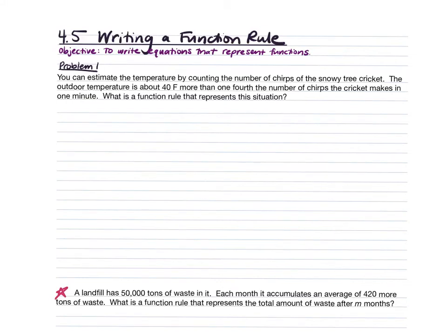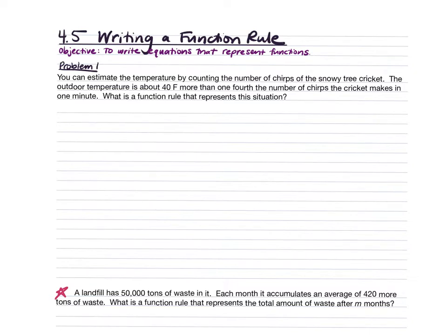Okay, this is the Algebra 1B lesson for 4.5, writing a function rule. So here we're going to write equations that represent functions. So the first problem says you can estimate the temperature by counting the number of chirps of the snowy tree cricket. The outdoor temperature is about 40 degrees Fahrenheit.